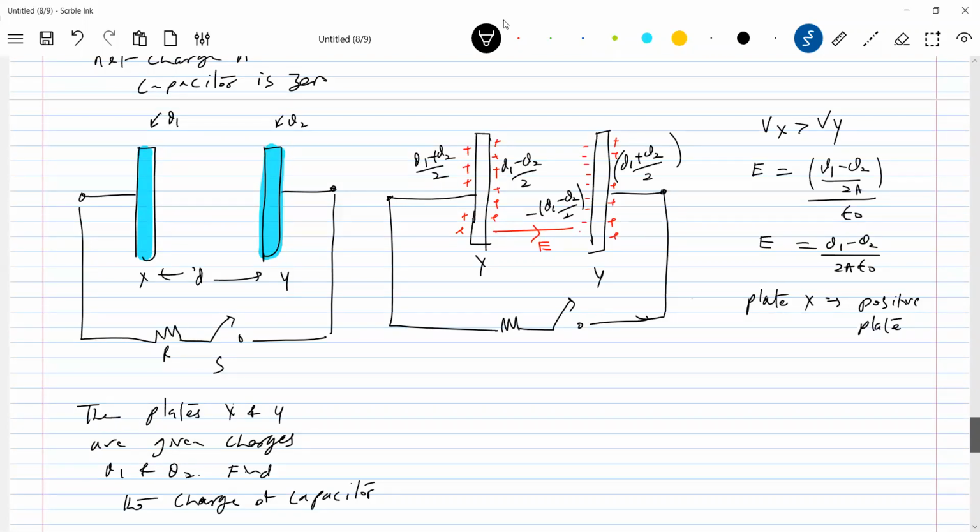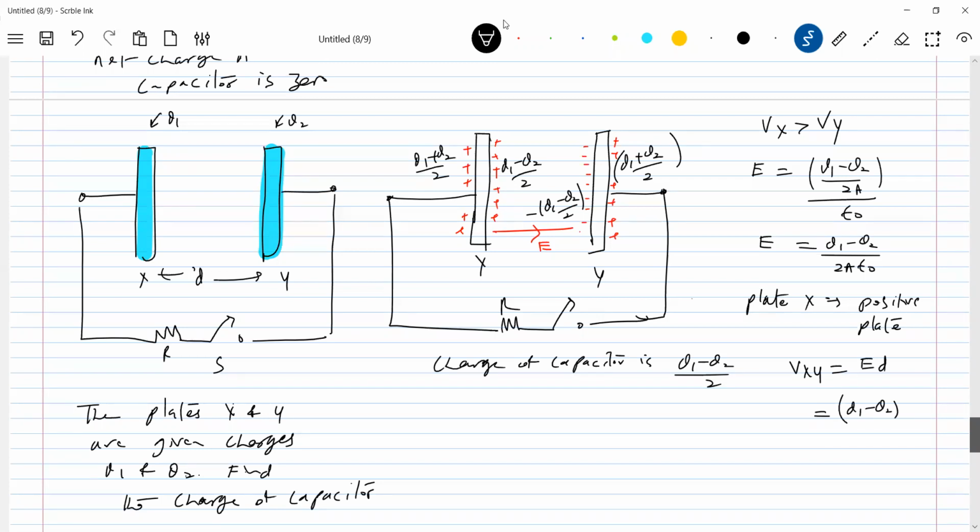So what is the charge of capacitor? So the charge of capacitor is (Q1 minus Q2) by 2. How to calculate potential difference? As we have a formula, E into D. We know the value of E, substitute here.